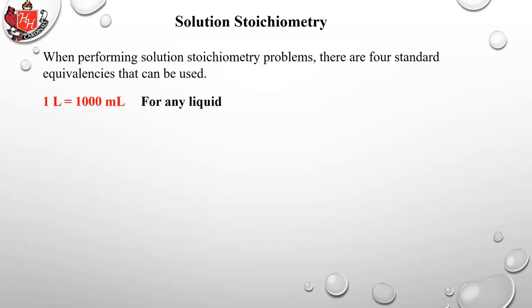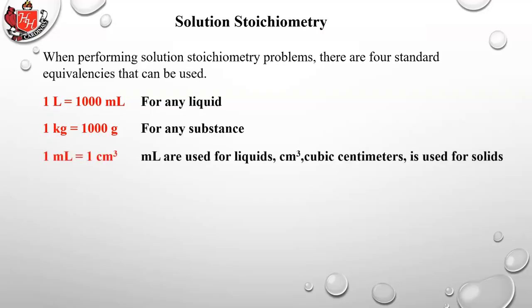So it's 1 liter equals 1,000 milliliters. That's true for any liquid. 1 kilogram equals 1,000 grams. That's true for any substance. 1 milliliter equals 1 cubic centimeter. Milliliters are used for liquids, cubic centimeters are used for solids, but they're the same volume, they take up exactly the same amount of space. And the fourth one is 1 milliliter of volume equals 1 gram for water only. That only applies to water. 1 milliliter equals 1 gram.